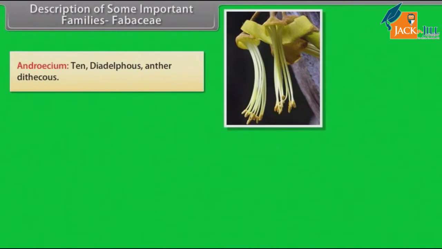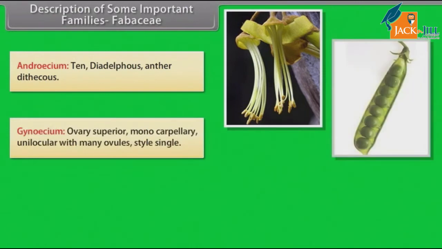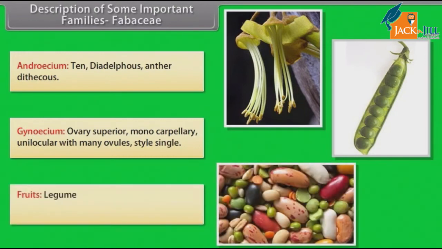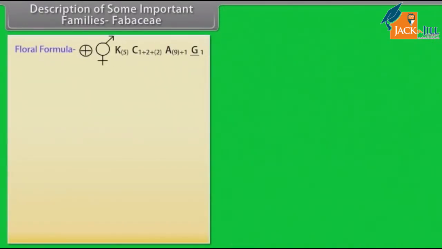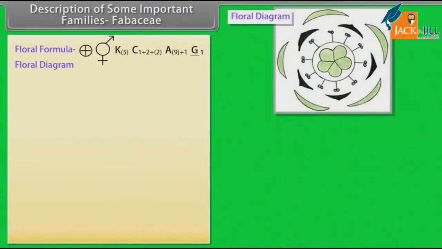Androecium 10, diadelphous, anther dithecous. Gynoecium: ovary superior, monocarpellary, unilocular with many ovules, style single. Fruit legume, seed 1 to many, non-endospermic. Floral formula is shown, and this is the floral diagram.